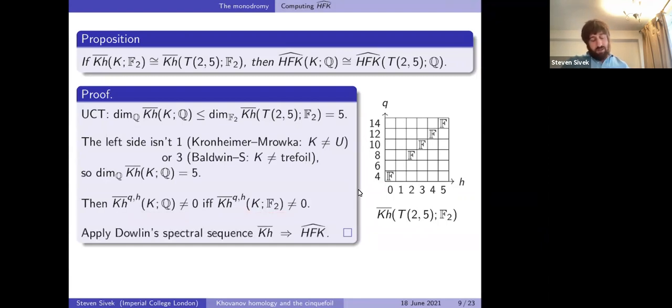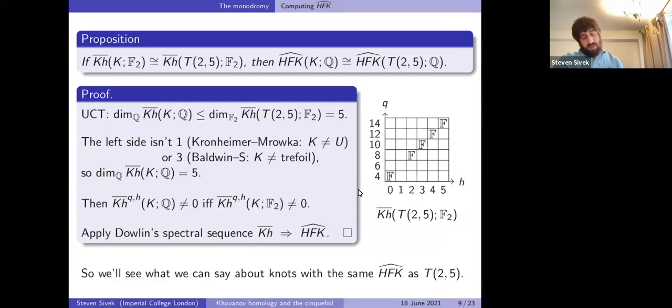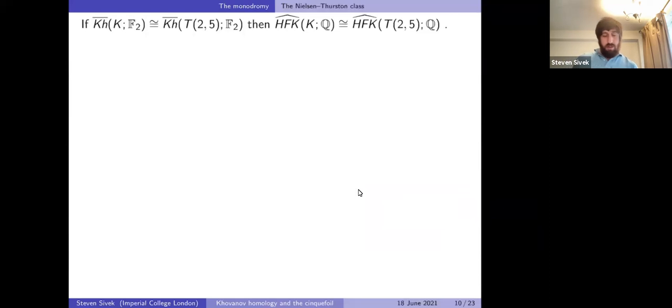And so now we apply this Dowlin spectral sequence from Khovanov homology to knot Floer homology to conclude that the knot Floer homology had to be what we claimed it was. So the goal, at least for the first part of the talk, is to see what that tells us, knowing this knot Floer homology. All right, so I've just restated that proposition up here so we can remember that we're supposed to know it.